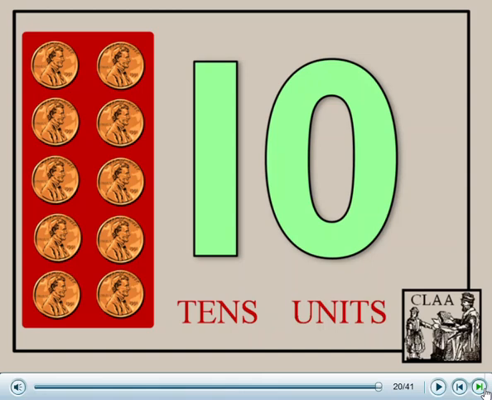Instead of writing units, we write how many tens there are next to the units. If you look at the number, you can see that we write a 1 for the number of tens and a 0 for the number of units. This is how you write the number 10. The number 10 means there is 1 ten and 0 units.